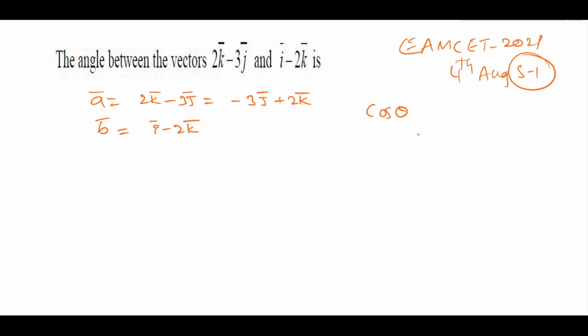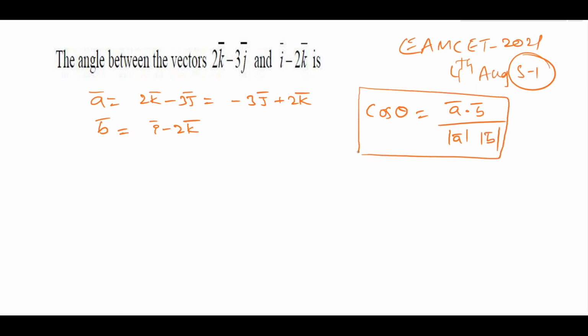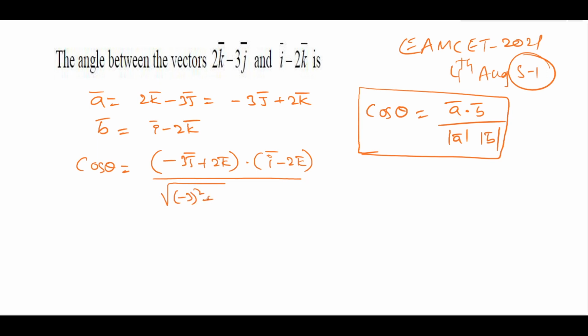We know that for the angle between the vectors, cos theta is equal to a bar dot b bar by mod a bar into mod b bar. This is the formula. So applying this formula, cos theta is equal to minus 3j bar plus 2k bar dot i bar minus 2k bar by mod a bar, that means under root of minus 3 whole square plus 2 square, and mod b bar, under root of 1 square plus minus 2 whole square. Minus 3j dot i is 0, minus 3j dot minus 2k is 0, 2k dot i is 0, 2k dot minus 2k.